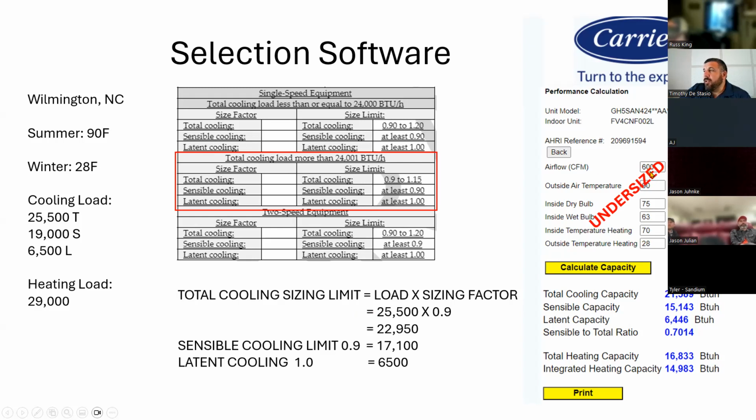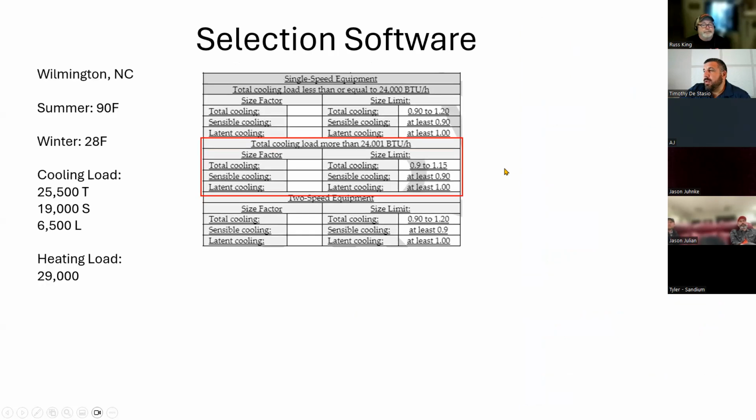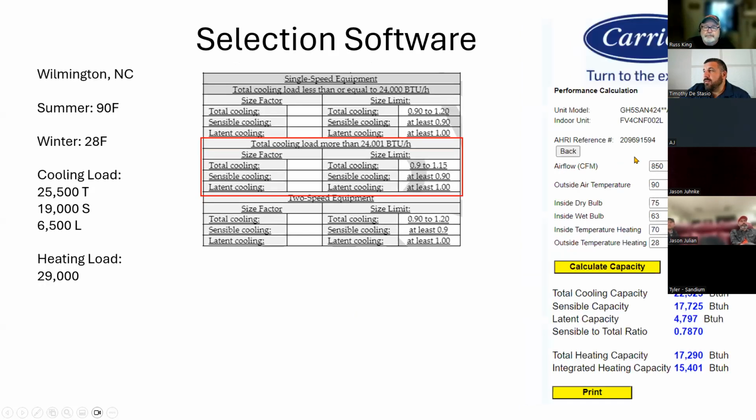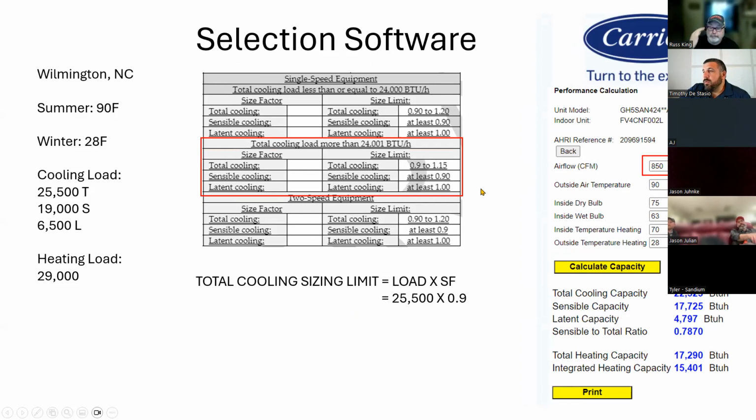So let's try something. Let's bump up the airflow and see whether that gets us to where we need to go. So same design conditions, same unit. Now we have 850 CFMs instead of 600. Let's see if we're compliant. Total load, again, we can go as low as 22,950. We're just below that. Nothing to be alarmed at. I'd still roll with that. Sensible cooling limit, we can go down as low as 17.1. We're actually a little bit above that, so we're good there.